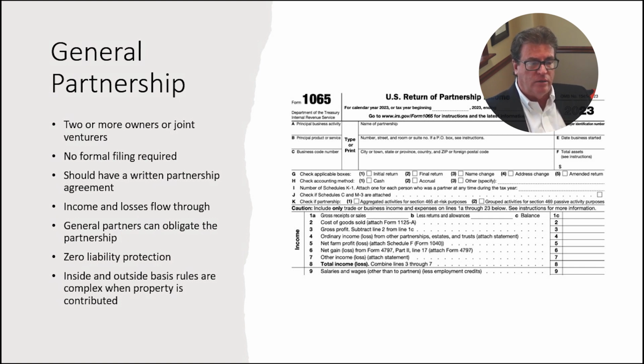And so really this return is a reporting vehicle, and the partners get a K-1, and on that K-1 is their share of items of income and loss, capital gains, capital losses, broken down into the various components that go on an individual tax return. So it flows through.